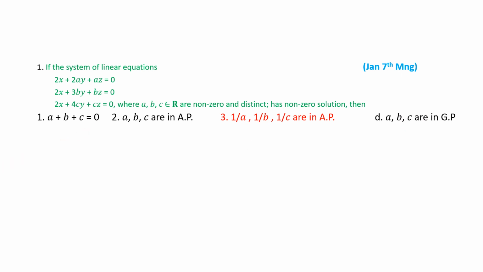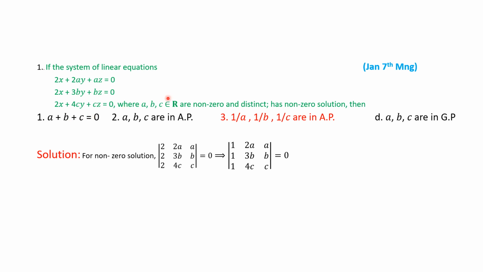Here we observe that the given system has a non-zero solution. Then the determinant of the coefficient matrix must be equal to 0. Here the coefficients of x, y, z are 2, 2a, a; 2, 3b, b; 2, 4c, c, and the determinant equals 0. Now in this matrix, take 2 common, then the reduced matrix is 1, 2a, a; 1, 3b, b; 1, 4c, c equals 0. Now the next step is we apply row transformations R2 changes to R2 minus R1, and R3 changes to R3 minus R1.